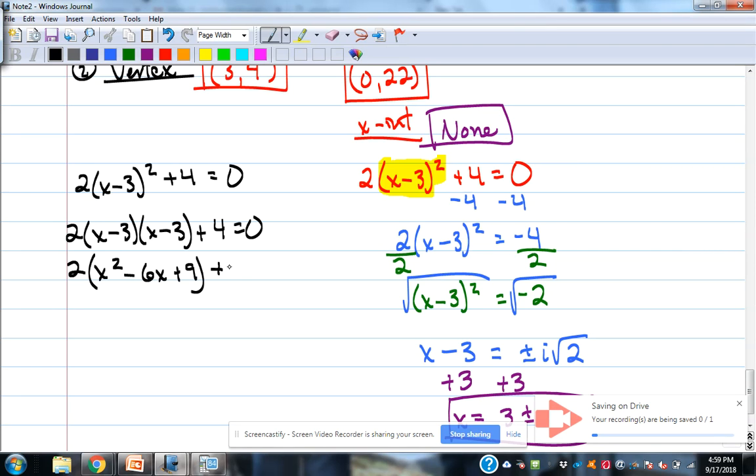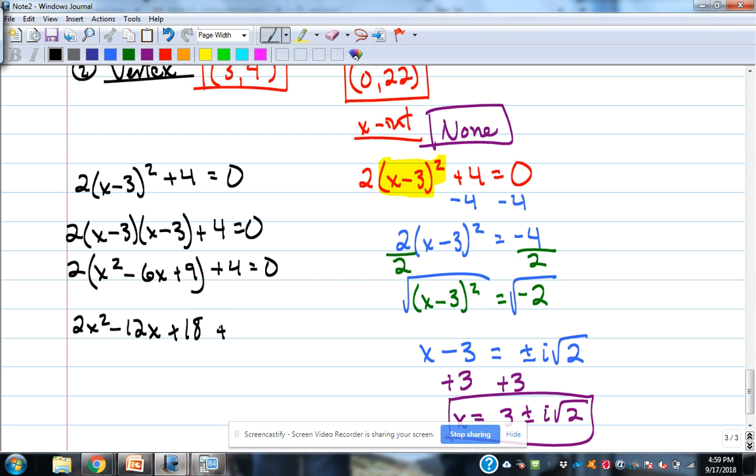Then I'm going to have to multiply that by 2. So that's 2x squared minus 12x plus 18. And then I still got the plus 4 to deal with. So I get 2x squared minus 12x plus 22 equals 0. So there's our standard form finally. And then I've still got to do x equals negative b plus or minus radical b squared minus 4ac divided by 2a. If I do that, my discriminant, the b squared minus 4ac, is going to be a negative number.